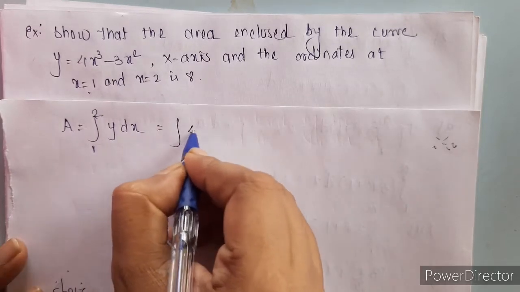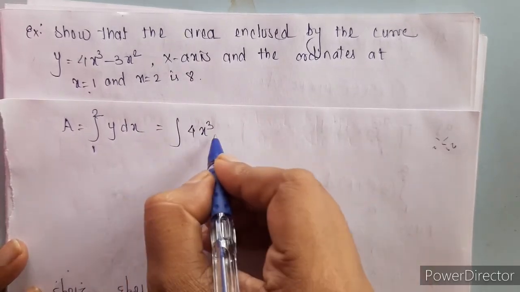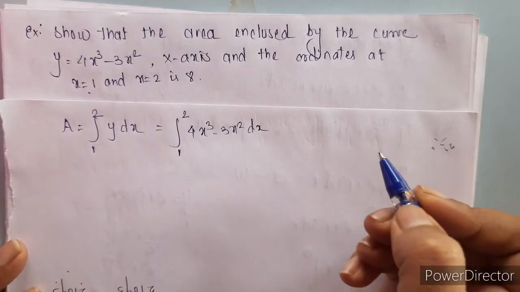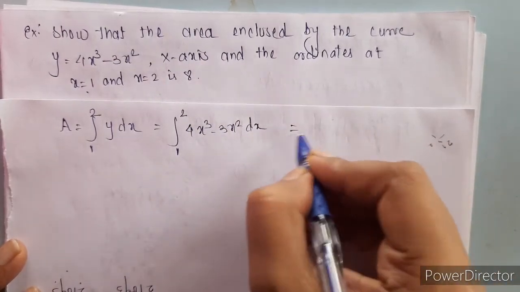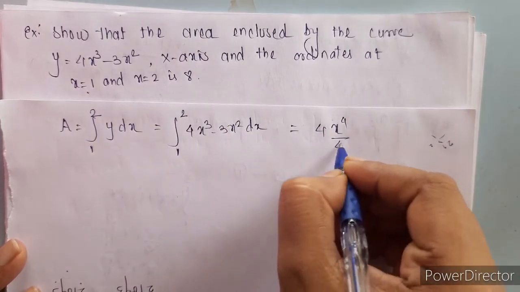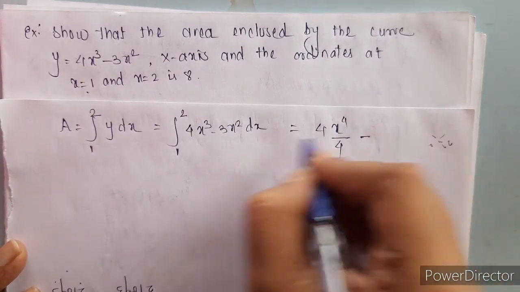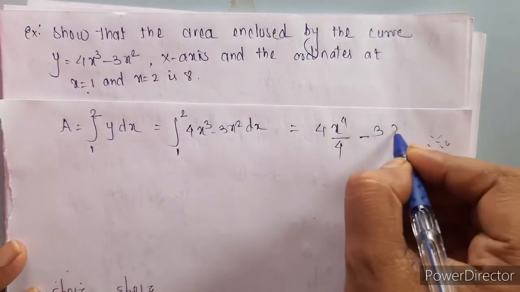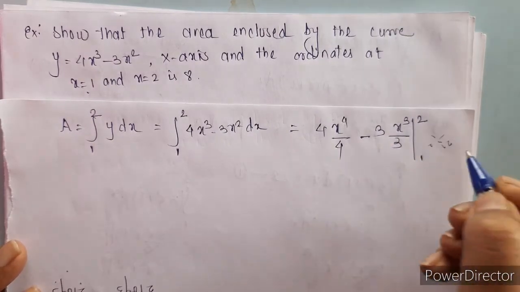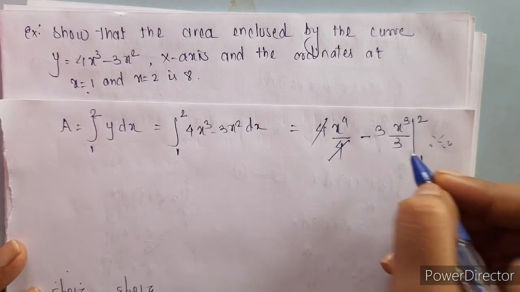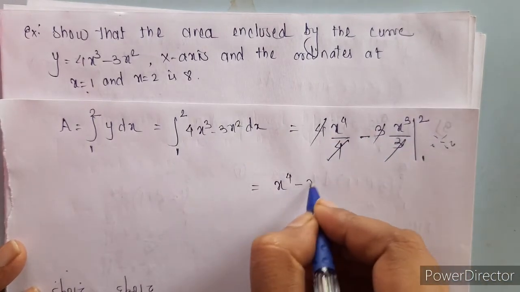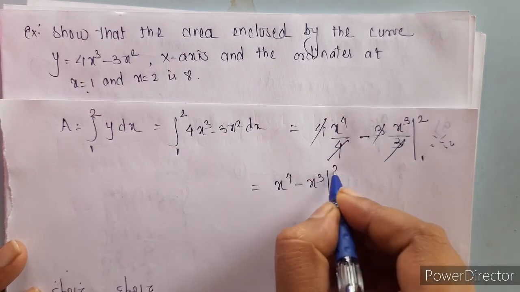So the area under the curve 4x cubed minus 3x squared with respect to x from 1 to 2. Now, let us integrate this. 4 is a constant, the integral of x cubed is x raised to power 4 by 4. Minus 3 is a constant, the integral of x squared is x cubed by 3, from the point 1 to 2. This 4 will get cancelled, this 3 also will get cancelled. So what is remaining? x raised to power 4 minus x raised to power 3 from point 1 to 2.